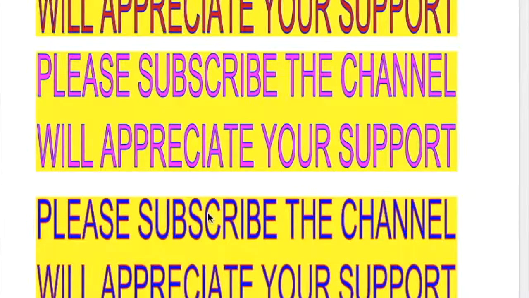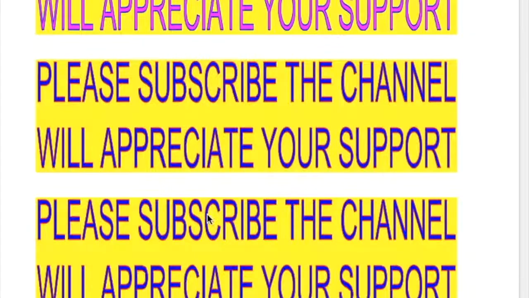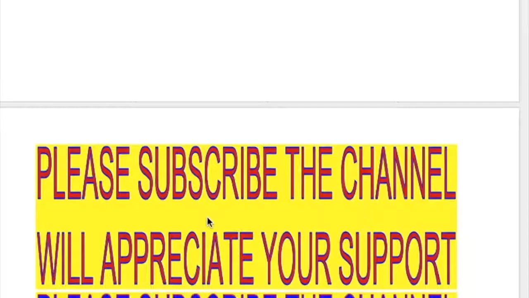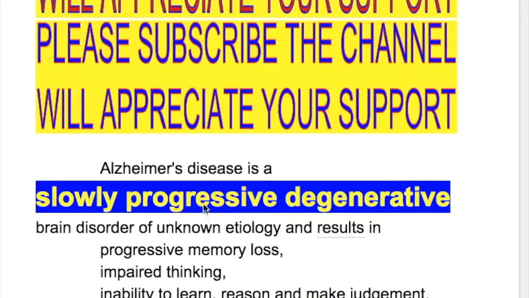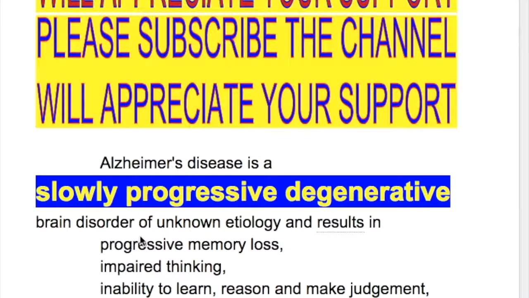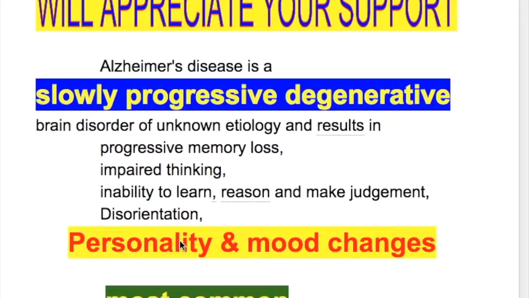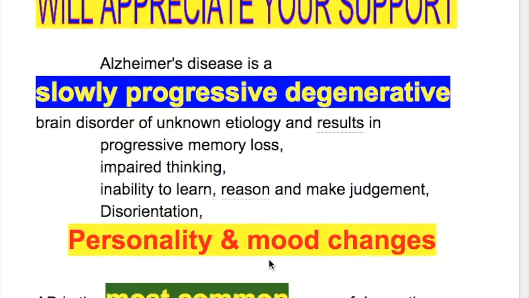In this video, we'll discuss Alzheimer's disease, its causes, pathology, clinical features, different stages, and treatment. So what's Alzheimer's disease? Alzheimer's disease is a slowly progressive degenerative brain disorder of unknown etiology and results in progressive memory loss, impaired thinking, inability to learn, reason, and make judgment. There is disorientation and personality and mood changes.